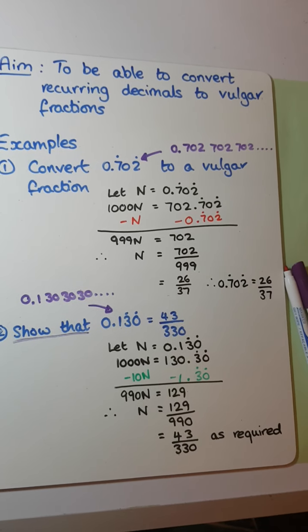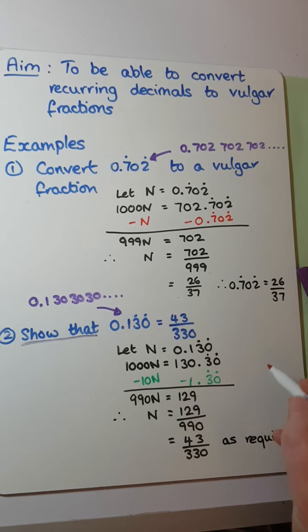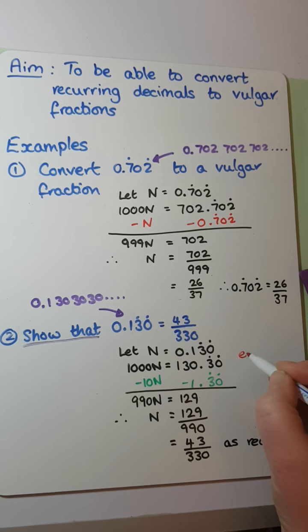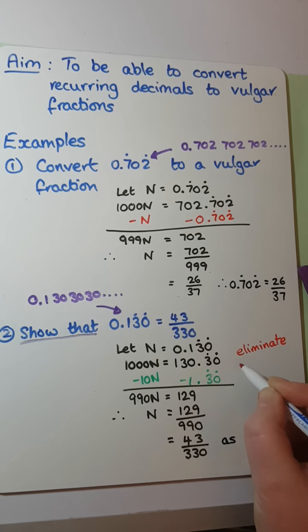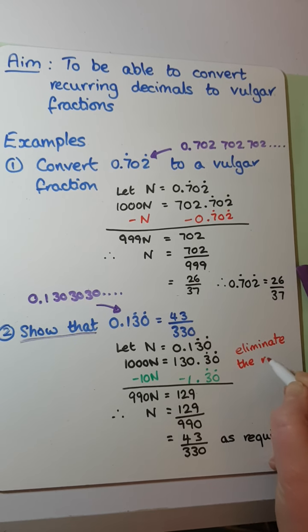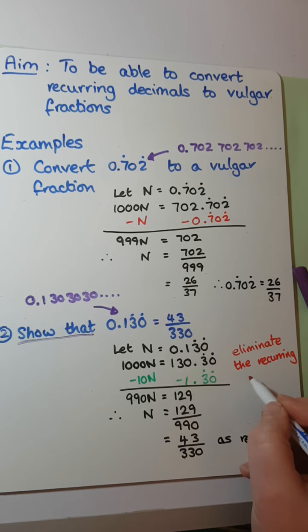So your aim, each time you're doing a question like this, is to eliminate the recurring part.